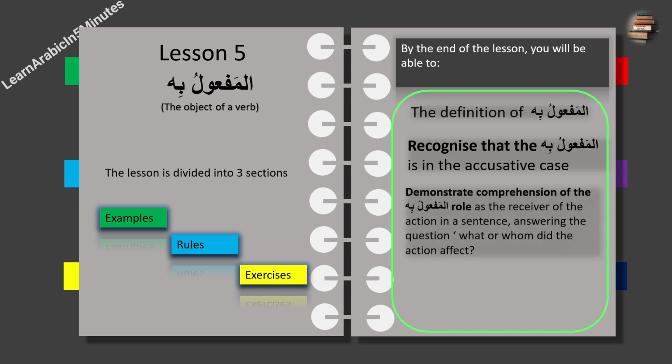We will learn about the maf'ul bihi, the part of the sentence that receives the action. We'll practice finding it by asking after the verb what or whom, to see who or what the action affects. By the end of the lesson, we'll also know what i'rab is and how we apply it to our examples.